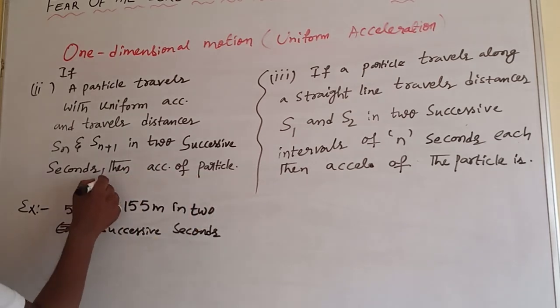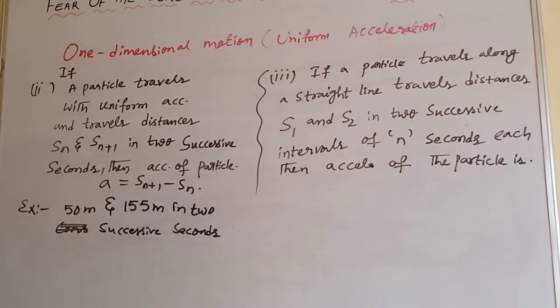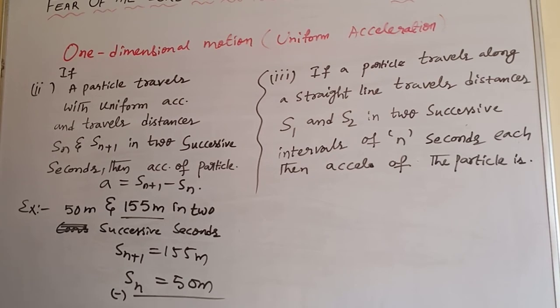Very simple, a is equal to Sn plus 1 minus Sn. So what is your Sn plus 1 here? Sn plus 1 is equal to 155 meters and Sn is equal to 50 meters. In your formula, acceleration a is equal to this, you have to subtract. When you subtract, what do you get? 5 minus 0, 5; 5 minus 5, 0; 1, so 105 meters per second square. Because acceleration is meter per second square.